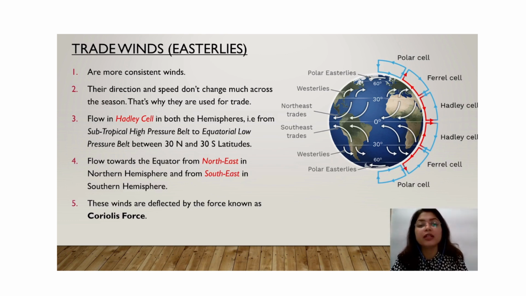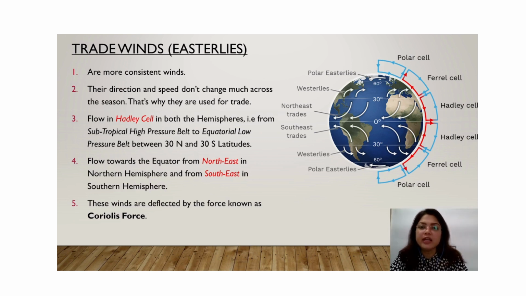Trade wind or the easterlies. Why are they named trade? Trade means business. So why are they called trade, not anything else? Winds are named according to the direction from which they originate, but these are known as trade, meaning business wind. Actually, they are very calm winds. They flow at a particular latitude throughout the year in almost the same direction with a constant speed.